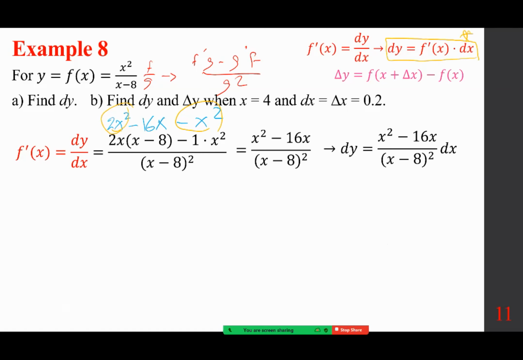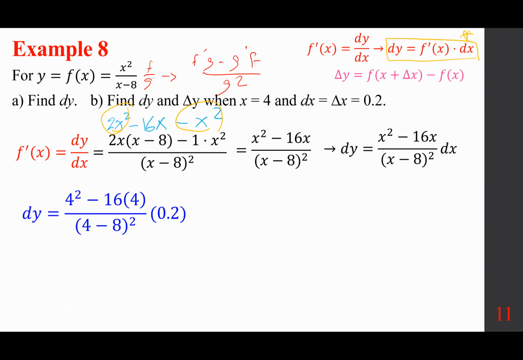Now the rest is elementary algebra because we're going to plug in. We are going to plug in x equals 4. Dx or delta x is 0.2. So we plug in. Of course, 4 squared is 16. 16 times 4 is 64. 4 minus 8 is negative 4, squared becomes positive 16.